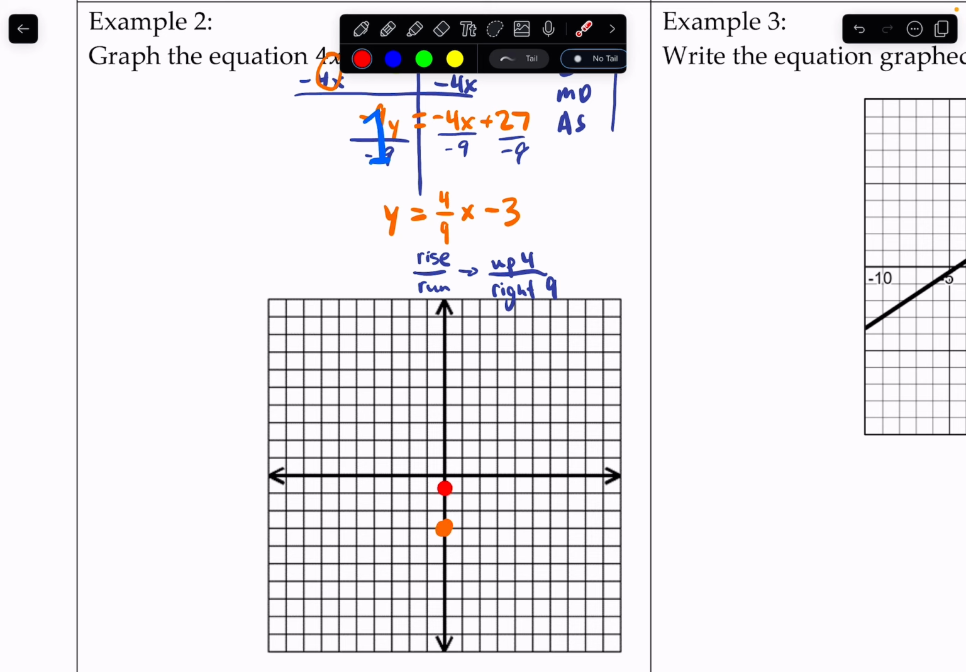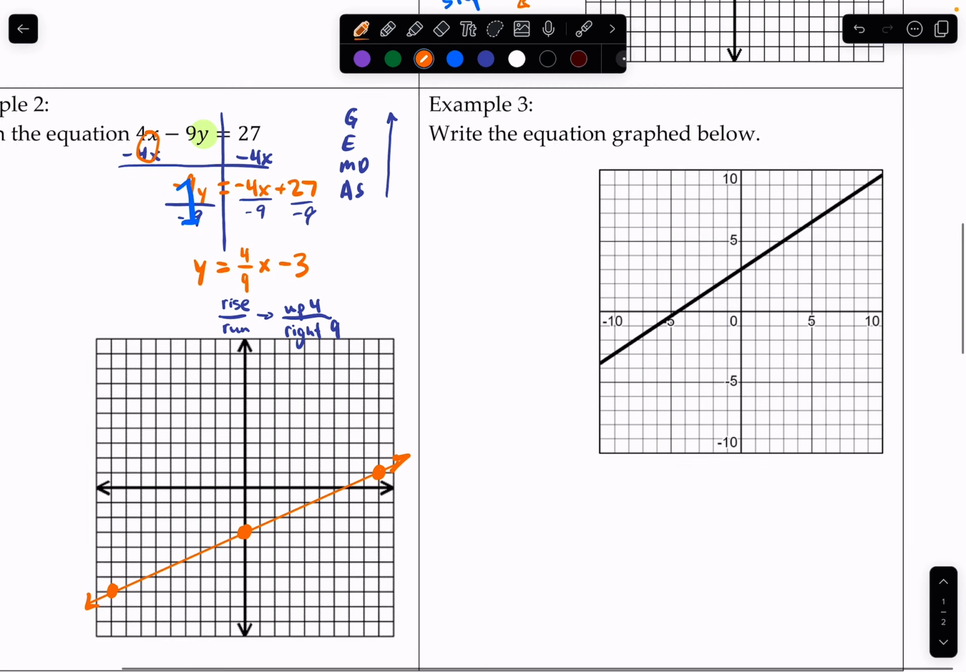Up 4, 1, 2, 3, 4, over 9, 1, 2, 3, 4, 5, 6, 7, 8, 9. Counting carefully, that puts a dot right here. And then you can do the opposite. You can go down 4 and then left 9, and we're going to end up way out here. I'm going to try my best to connect these dots. And that's it. So I started at negative 3 and then used the slope to graph the rest.